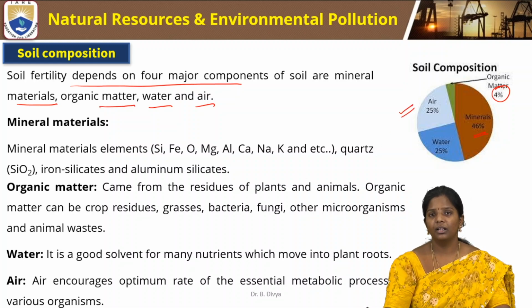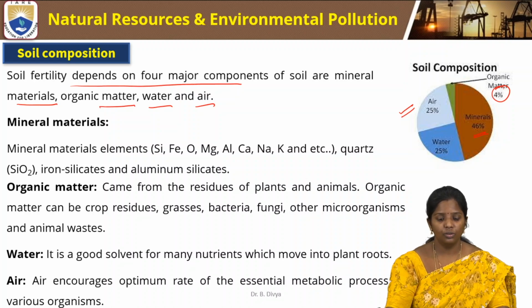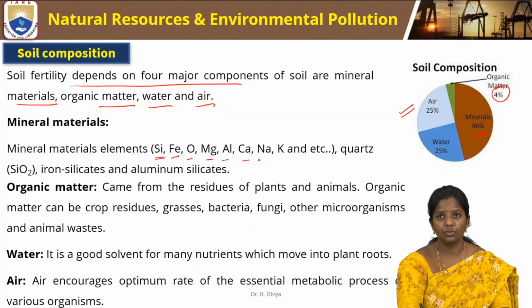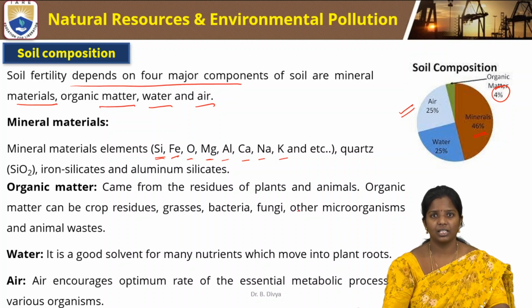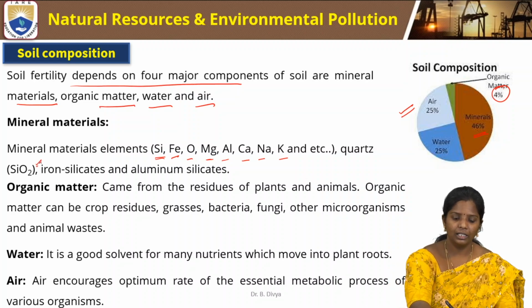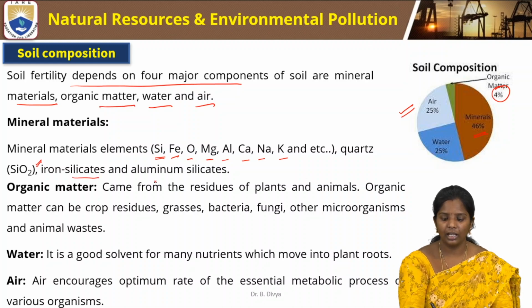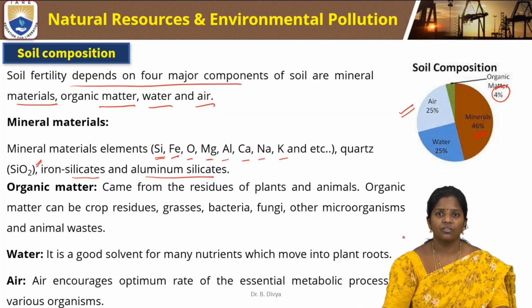So if we see minerals and nutrients, rich soil is the top layer soil that is present. So the soil contains high content of minerals. So for example, silicon, iron, oxygen, magnesium, aluminium, calcium, sodium and potassium, these are some of the examples for the minerals that are present in the soil. So silicon dioxide in the form of quartz is also present. After mining, we polish and use it for various purposes. And also iron silicates and aluminum silicates. These are very good materials for us in many industries. So these are the mineral elements that are present in the soil.